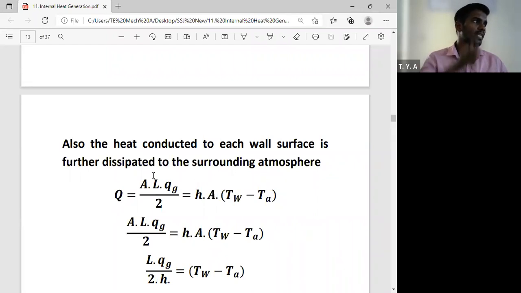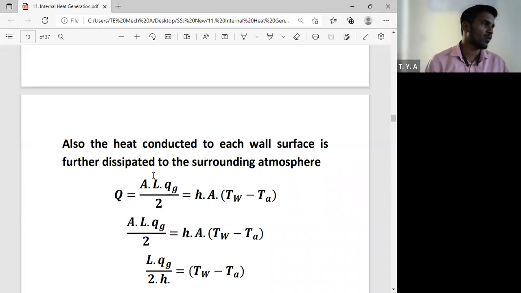म्हणजे कुठल्या तरी एका फेजची हीट कन्सिडर करा. So Q is equal to AL into QG by 2. That much amount of heat is conducted onto that particular surface. This heat काय होणार आहे? That heat is dissipated into the surrounding due to the convection.